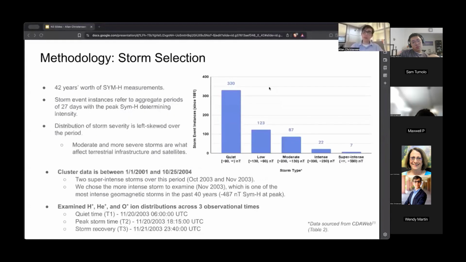Of the 7 most intense storms over the roughly 42 years that data has been collected on SYM-H, we selected the most intense storm that overlaps with the Cluster data, which is the November 2003 storm. For storm analysis, we picked 3 times to plot: a quiet time before the storm, the peak storm time, and storm recovery, demarcated by the extreme changes in SYM-H.